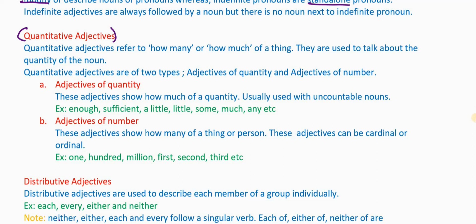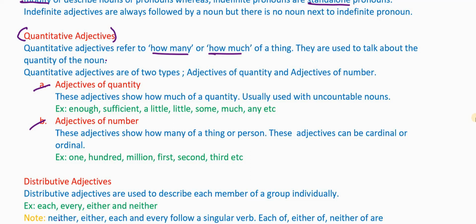Quantitative adjectives refer to how many or how much of a thing. They are used to talk about the quantity of the noun. As we can see here, there are two kinds of quantitative adjectives: adjectives of quantity and adjectives of number.